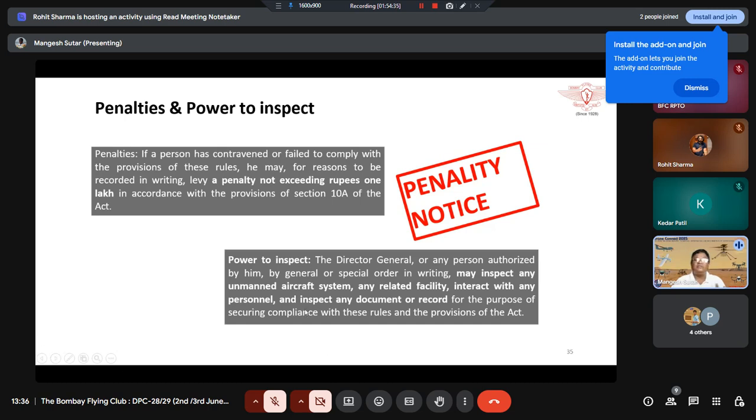Those documents or records can be demanded by the Director General of Civil Aviation at any given point in time. They have full power to inspect at any time, so you should always have those details available.